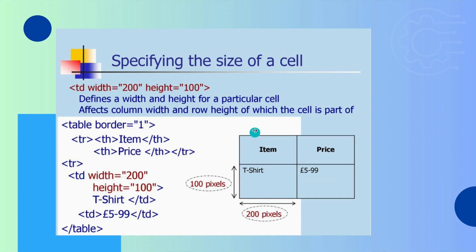Next, we have specifying the size of a cell. We can specify, as you can see, TD width 200, height 100, both in double quotes, which defines the width and height of a particular cell. This affects the column width and row height of which the cell is a part. So here we are specifying the size of the cell. In the TD tag we mention the width and height, which changes the size of the cell in the result. Here we have 100 pixels of height and 200 pixels of width for this particular cell, which affects the whole row and column.